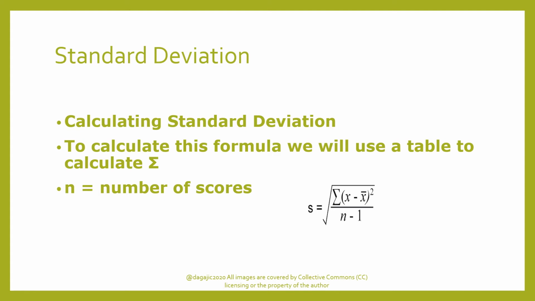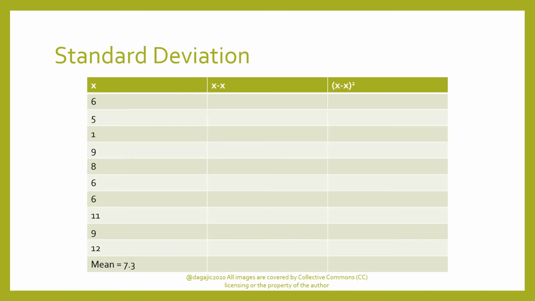The scary one to calculate, because it's got a scary looking formula, but these formulas are never scary once you break them down, is the standard deviation. So to calculate it, we use this formula, but we work out the first bit, the sum of bit, the sigma sign, in a table to make it easy. N refers to the number of scores. Let's go through an example to break this down.